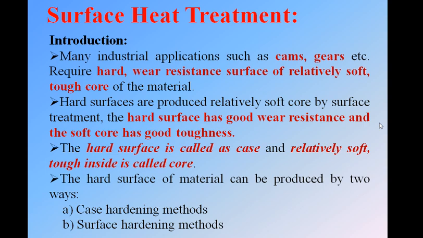Surface heat treatment is also a heat treatment process, where we heat only the surface of the material. We cannot heat the whole component. As we did in the annealing, normalizing, hardening and tempering processes, we did the hardening of the whole material, the cooling of the whole material, the softening of the whole material, the tempering of the whole material, the inner side and the outer side also.